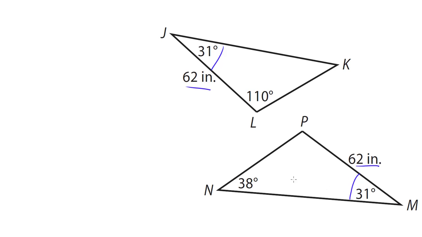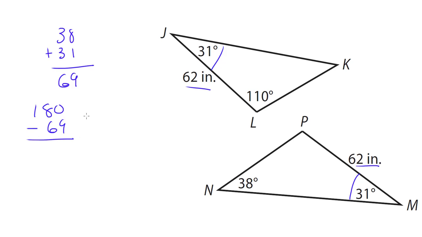So then I need to go ahead and add together 38 plus 31, and that is 69. And when I subtract 180 minus 69, I get 111. So angle P here actually measures 111 degrees. And while that is very close to 110 degrees, they are not congruent. So I am missing this angle here in order to get my angle side angle. Therefore, these two triangles are not congruent.